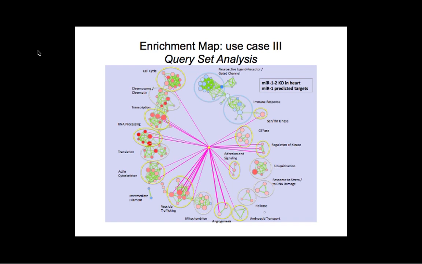And then what we did was we took the predicted targets of that microRNA, maybe 100 or 200 genes that are predicted to be the target of that microRNA.